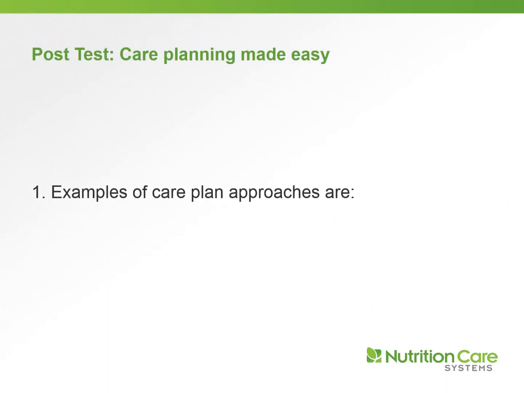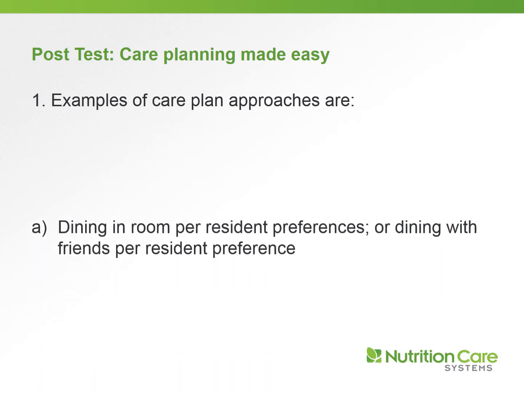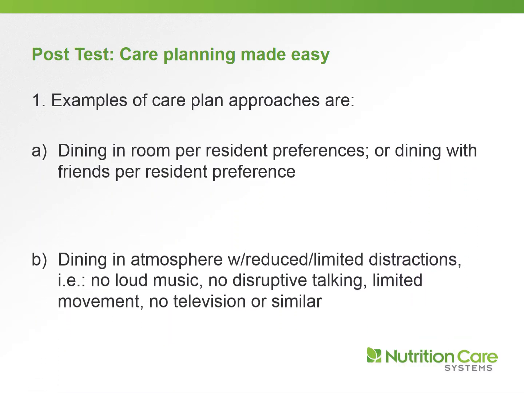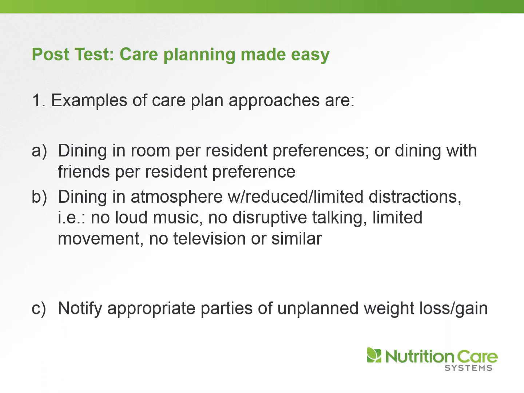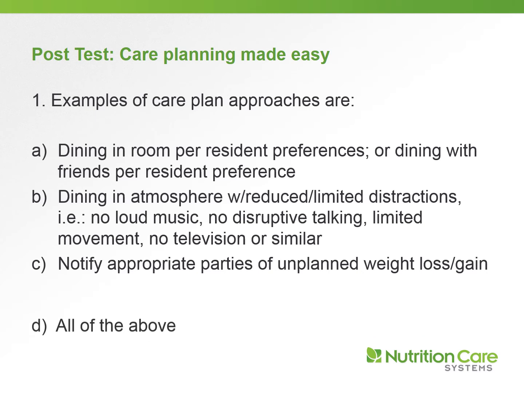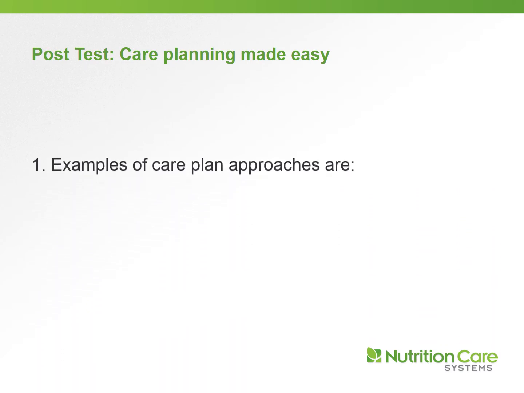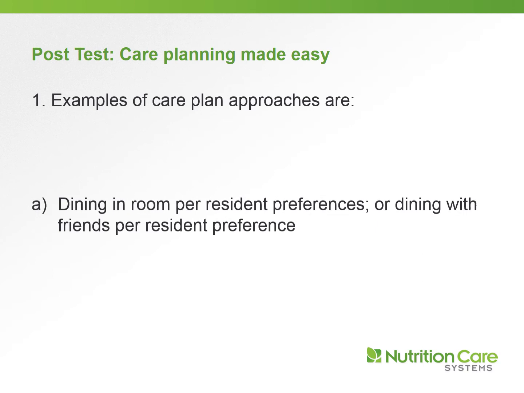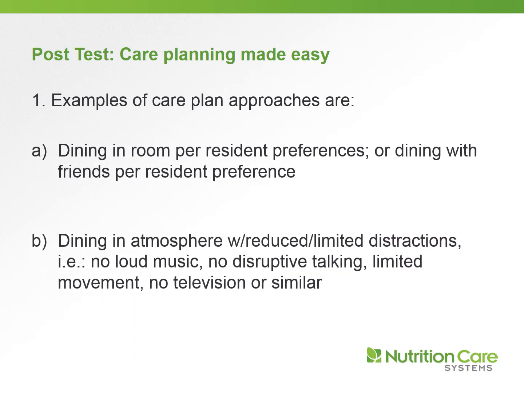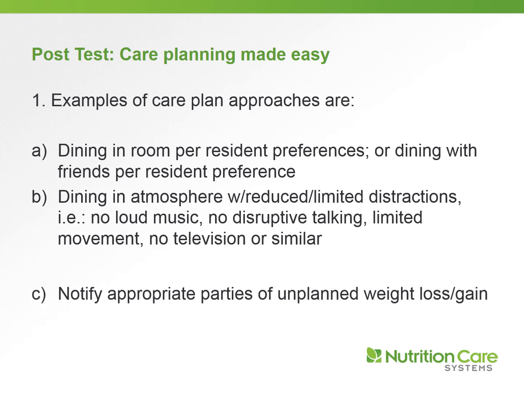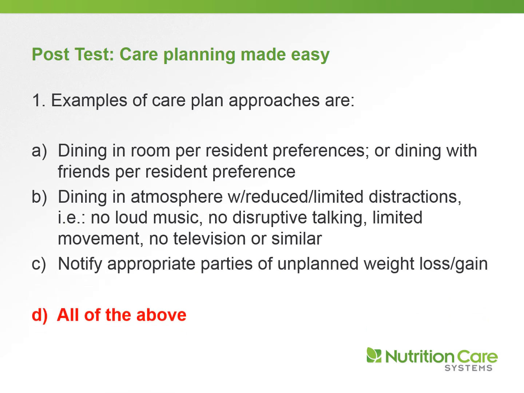Let's take a short quiz on care planning made easy. Number 1, examples of care plan approaches are A. Dining in room per resident preferences or dining with friends per resident preference. B. Dining in atmosphere with reduced or limited distractions, for example, no loud music, no disruptive talking, limited movement, no TV or similar. C. Notify appropriate parties of unplanned weight loss or gain. Or D. All of the above. And the answer to question number 1 would be D, all of the above. Dining in the room per their preference, make sure the atmosphere is appropriate, and then notify appropriate parties of any changes in weight.